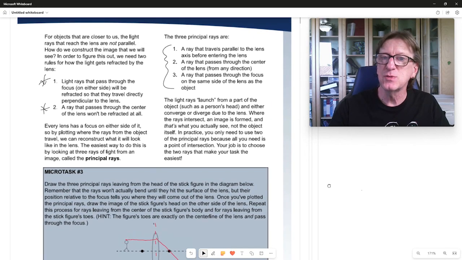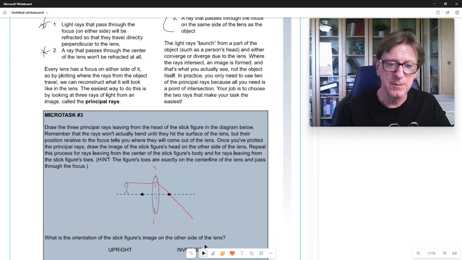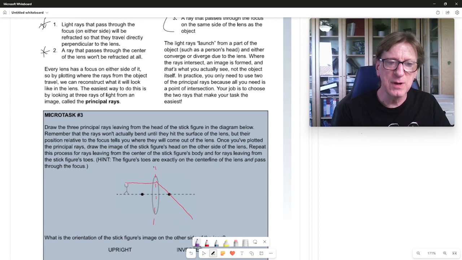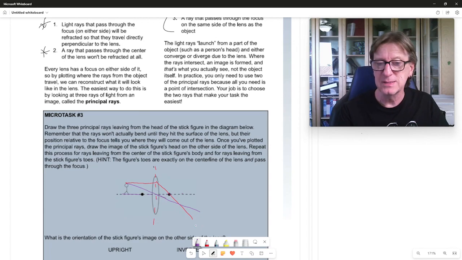Now the next ray, scrolling up here where you can see it, says a ray that passes through the center of the lens is our second principal ray. So in this case, I've got a ray that's going right through the center of the lens like this. Now, you may have said, oh, wait a minute, Dr. K, why didn't you go through this part right here? Well, yes, that certainly goes to the center. But remember, we're interested in the light that's coming from the top of his head so that we can plot the image there. So you see how my ray is going right through that center.